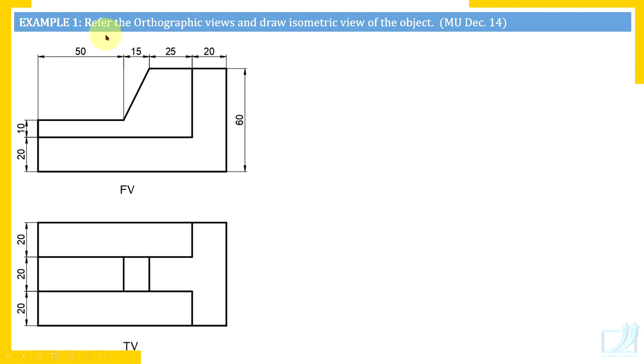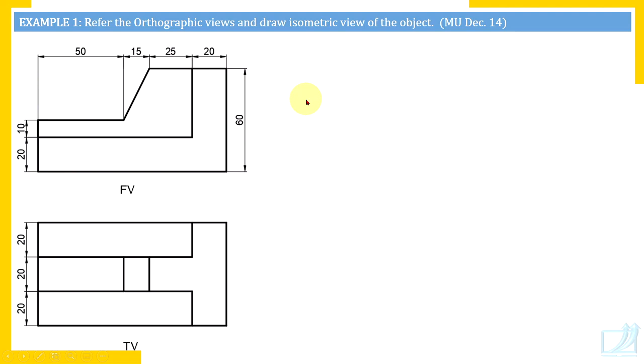Hello. Refer to the orthographic views and draw the isometric view of the object. Now watch the diagram. Front view and top view are given. The very first thing is to identify the orientation of the length, width and height axes for the isometric view. In the front view, length is horizontal, height vertical. In the top view, length is horizontal and width is vertical.